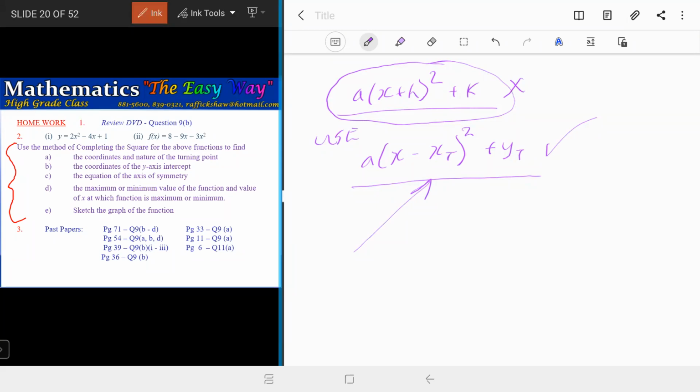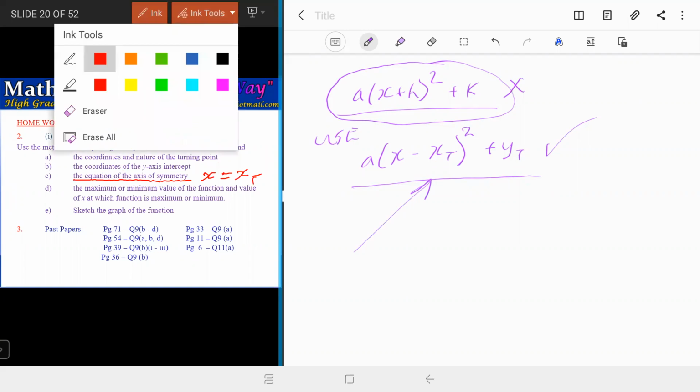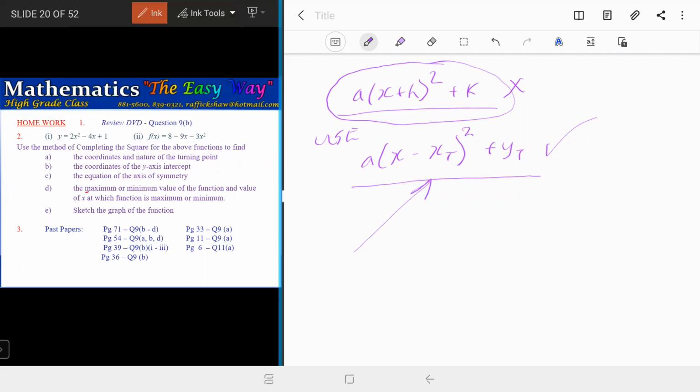Then down here, it's asking us for the coordinates of the y-axis intercept. You know that this really is just the C value. But because it said coordinates, you have to put it in brackets, and therefore put (0, C), because you have to give both values. The x value at the y-axis intercept is 0, so it's always (0, C). Then they're asking for the equation of the axis of symmetry. The equation of the axis of symmetry is always x equals whatever the xt value is.